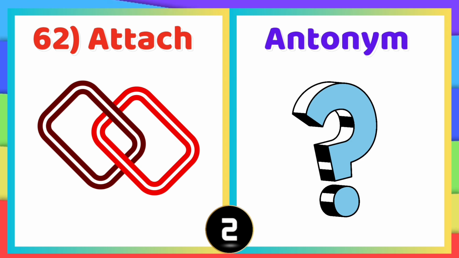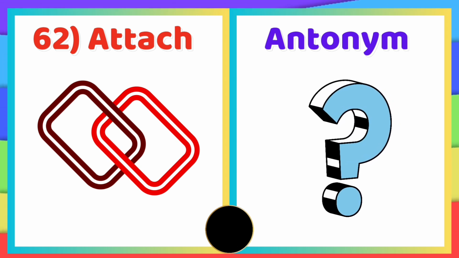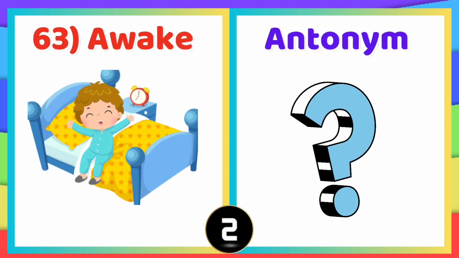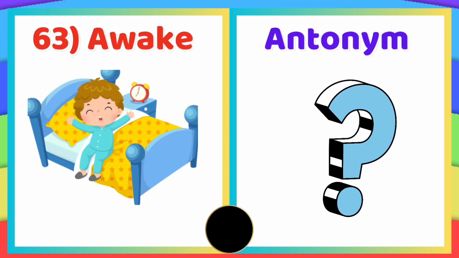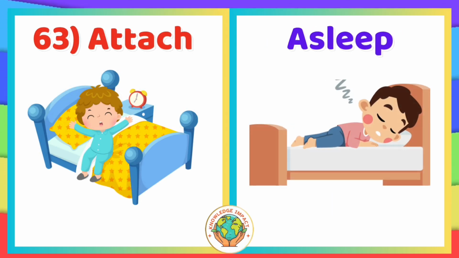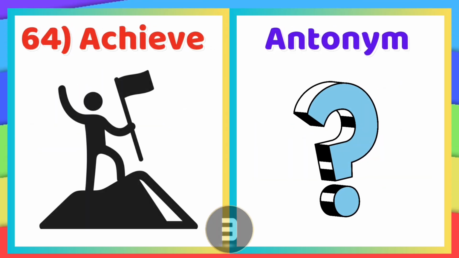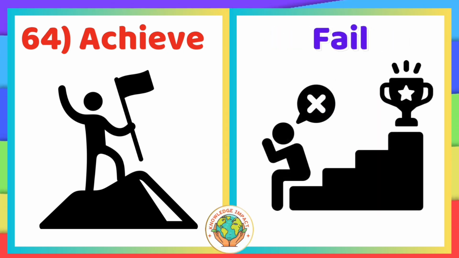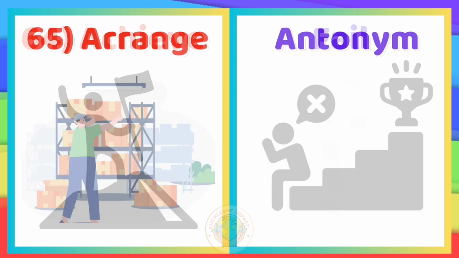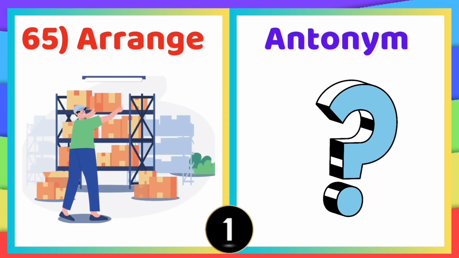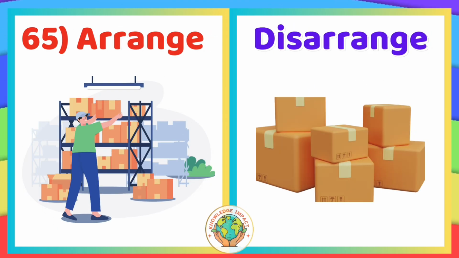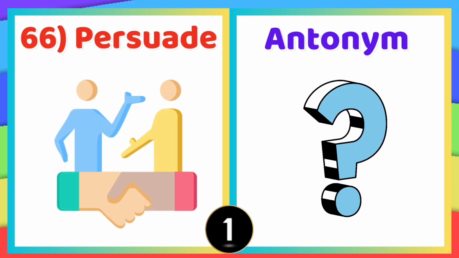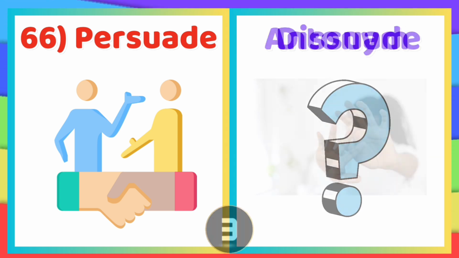What's the antonym of the word attach? Detach. What's the antonym of the word awake? Asleep. What's the antonym of the word achieve? Fail. What's the antonym of the word arrange? Disarrange. What's the antonym of the word persuade? Dissuade.